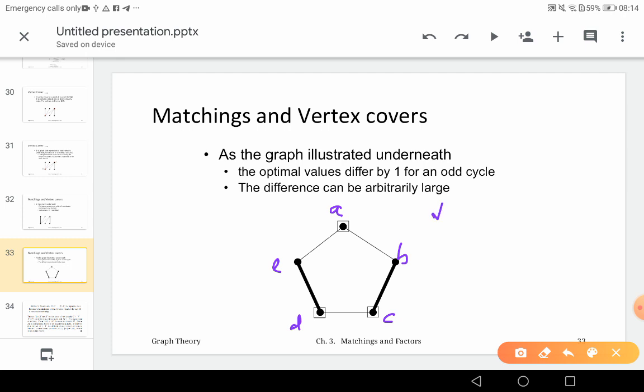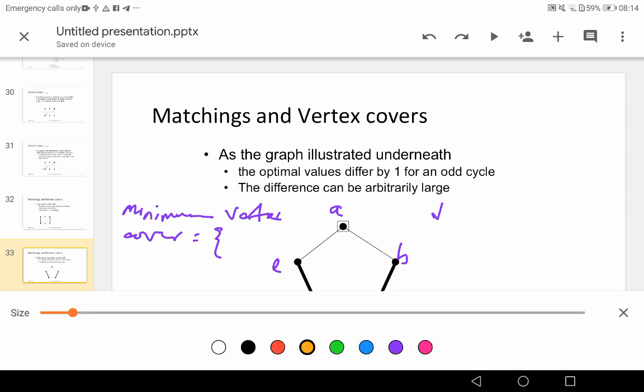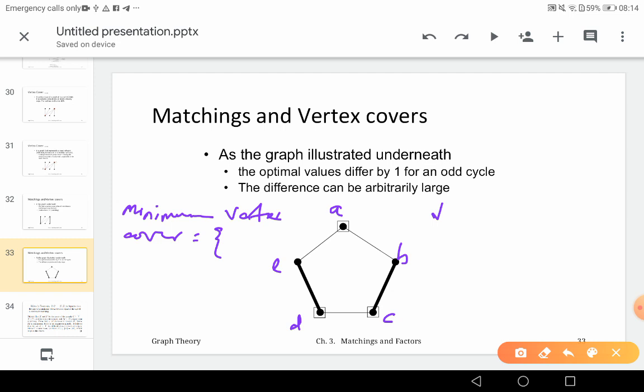So vertex cover here means that you want to find the minimum vertex cover. So minimum vertex cover is, you can choose, let's say I choose E. E means that E covers EA and ED.